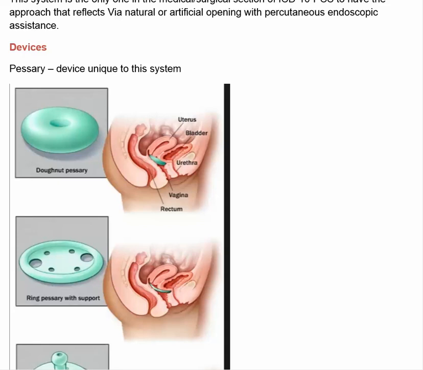And then you have your case studies at the end of chapter 19. The first one is a retropubic urethropexy with a cystocele repair, going all the way through to operative report number 8, which is a laparoscopy with a right ovarian cystectomy.